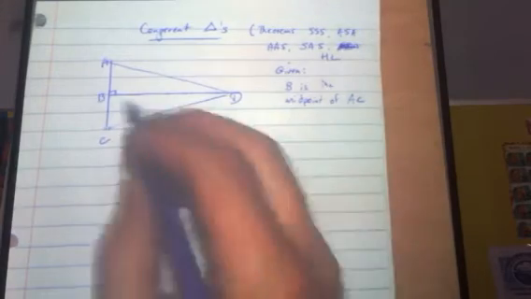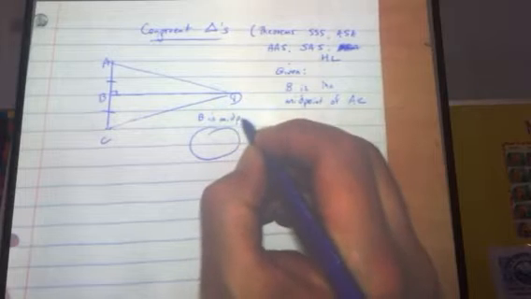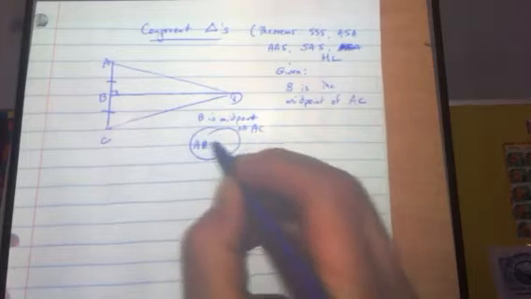Now with a proof, you have to take what's given. You're given B is the midpoint of AC in this particular triangle, and if B is the midpoint, then that would lead you to conclude that AB is equal to BC. So in your flow chart, you would say B is the midpoint of AC, and that leads us to this conclusion that AB is congruent to BC.